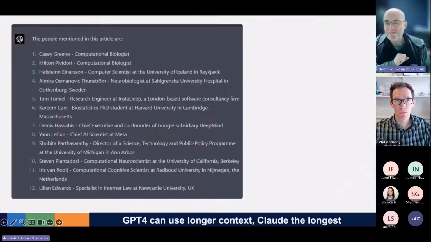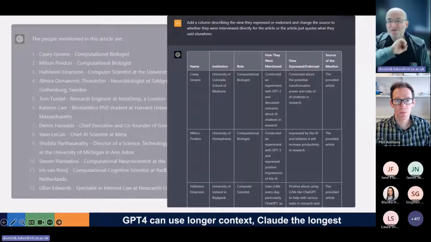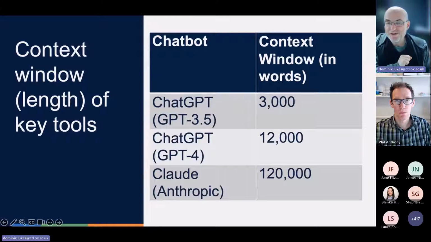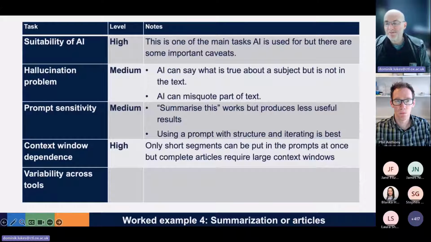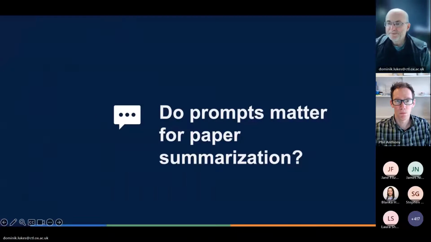Whereas if I use a bigger model that has a bigger context window, which in this case was GPT-4, it completely succeeded at this. There's no problem, no hallucination. It could give me really detailed information about it. So it's important to think about context windows. The free version of ChatGPT has about 3,000 words, the paid version about 12,000, and Claude from Anthropic has 120,000. So for example, if I ask Claude to summarize a PDF, it will give me a lot of detailed information. So in this case, we see that the context window dependence is very high for summarization.